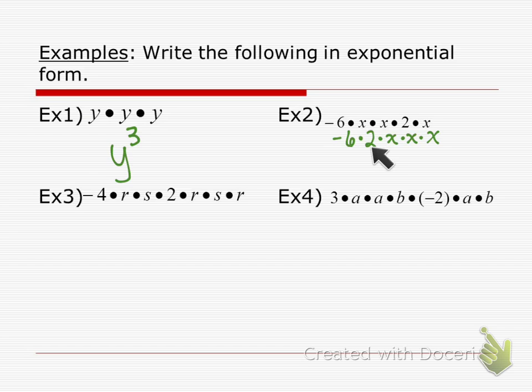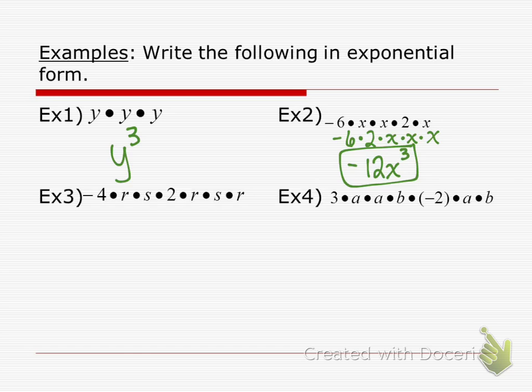So we would multiply the -6 times 2 and we get -12. It's okay. And then like Paige said, since we've got 3 x's multiplied together, that would become x cubed. So we do these one part at a time. The numbers that get multiplied together go out in front, and then we write the variables after.